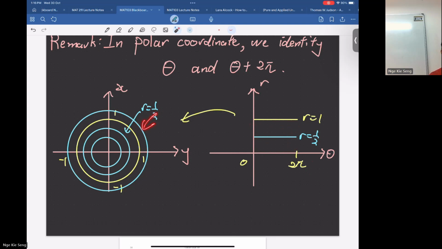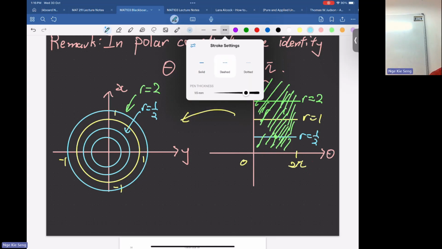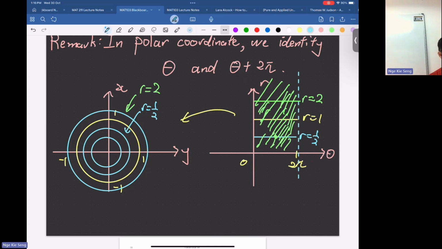Concrete question again: r equals 2, for example. What line do you need to take? The r equals 2 line, correct or not? Meaning you take all this strip of region here. Does it make sense? And you don't need to include this 2 pi point because 0 will cover it, right? And then at the bottom part, maybe you can just take this 0 point here.